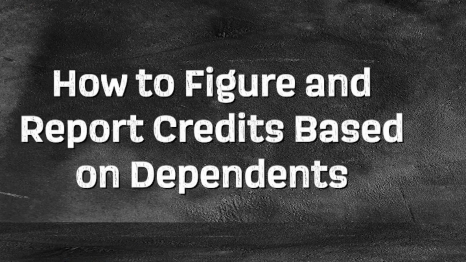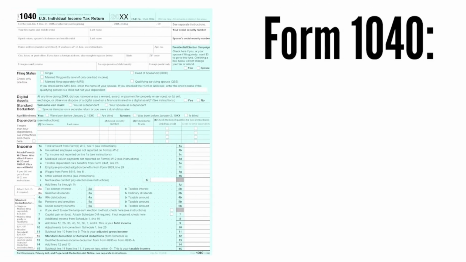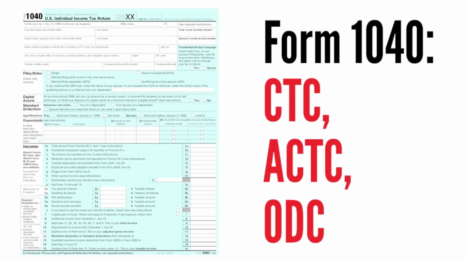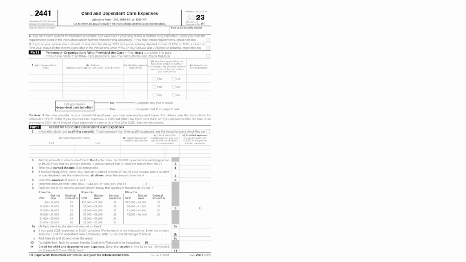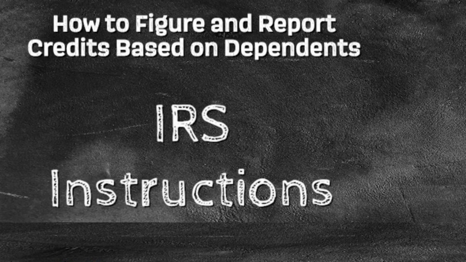Calculating and reporting these credits requires careful attention, so let's review the specific forms that may be necessary. You will use Form 1040 to claim the CTC, ACTC, and ODC. Form 2441 is used to calculate and claim the Child and Dependent Care Credit. The IRS provides instructions for both forms, guiding you through the calculation based upon the taxpayer's specific circumstances.